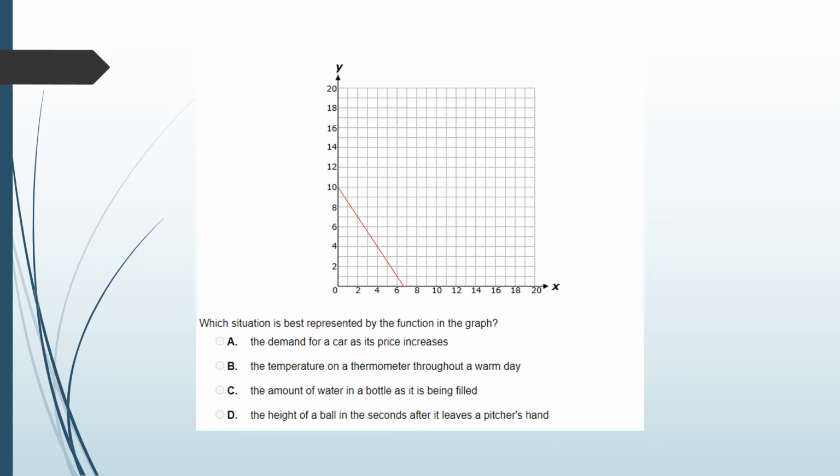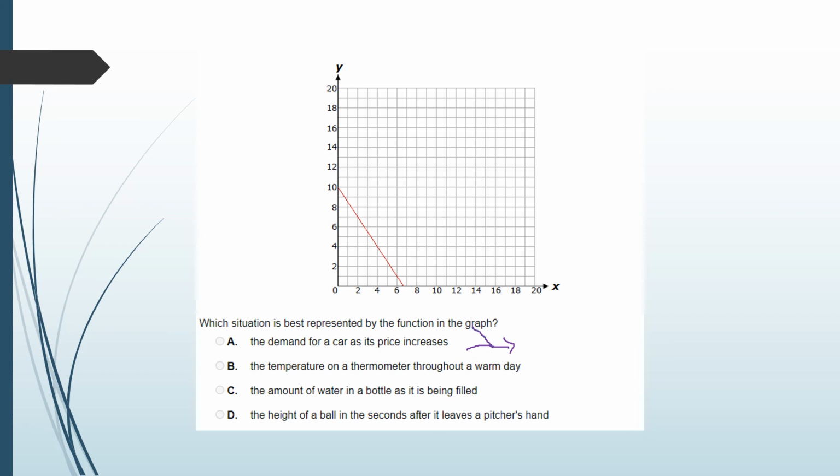Okay, so which situation best represents the function in the graph? So this is a decreasing graph. So I'm going to see which of these four situations shows us a decreasing graph. So the demand for a car as the price increases. So as the price increases, as we're going left to right, the more people want it as the price is going up. So think about how many people would want a car if it was $10. How many people would want a car if it's $5,000? The demand is going down.